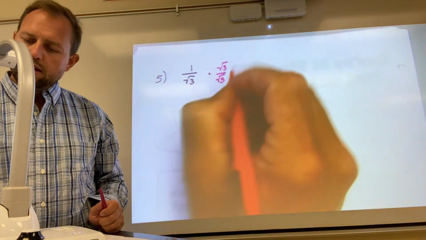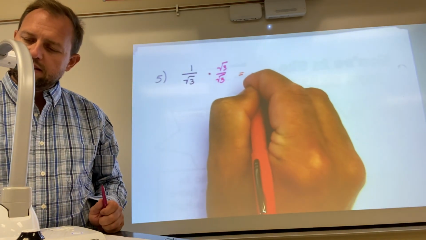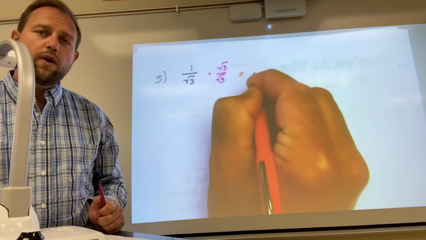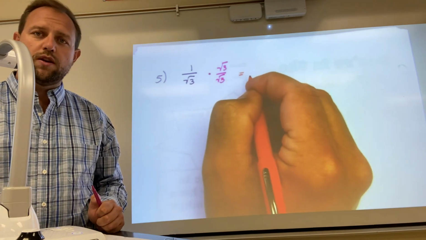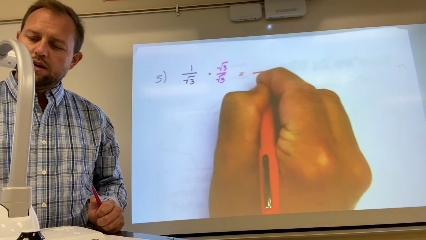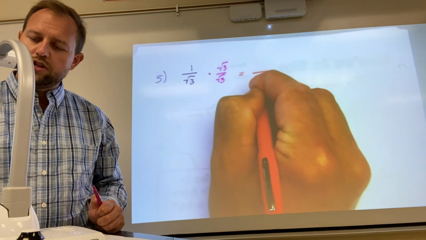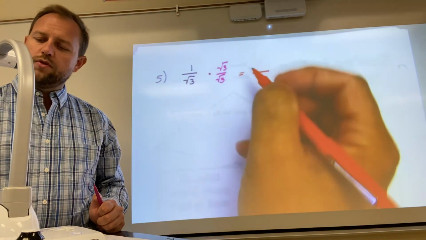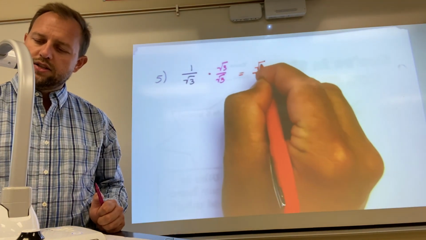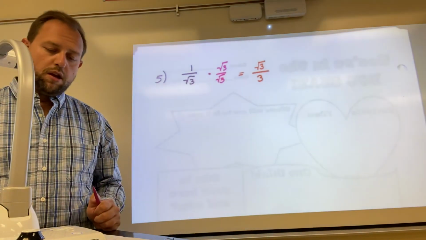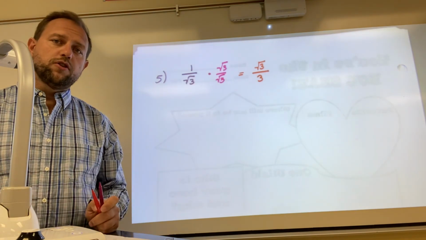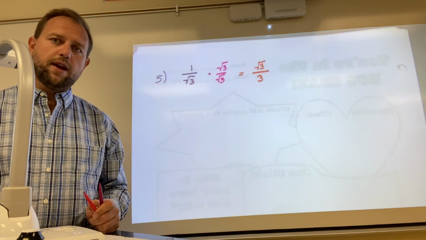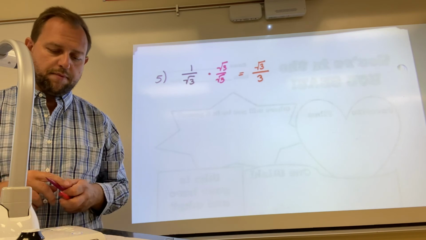Root 3 times root 3 gives us root 3 squared. Well, square root and the square function are opposite functions, so that just turns into a 3. And 1 times root 3 is root 3 on the top. And so that becomes the simplified version for a radical when it's in the denominator.